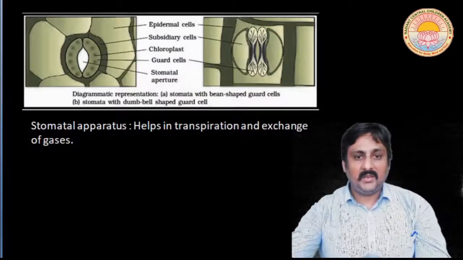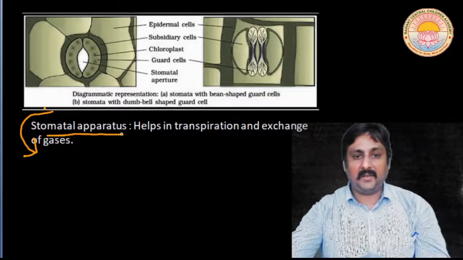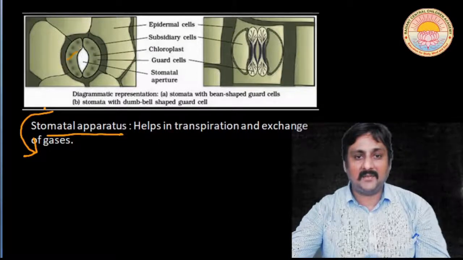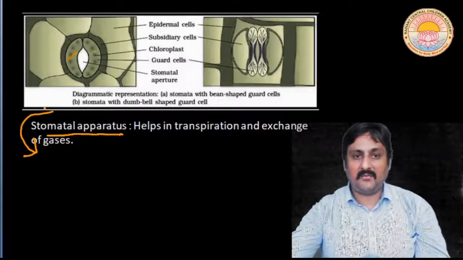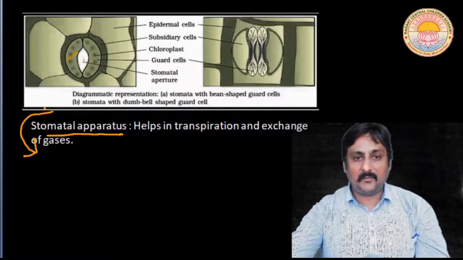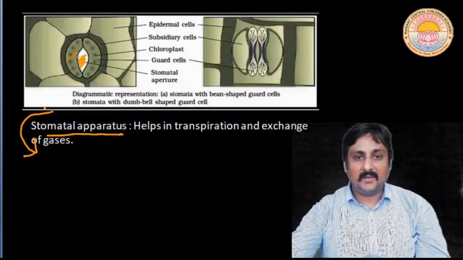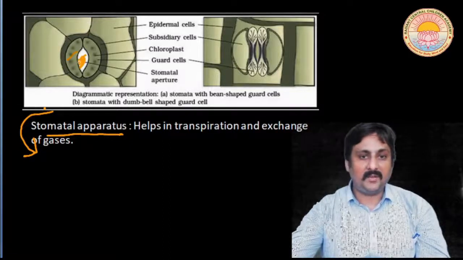Now you see in the epidermal part, especially in the green regions, you find a stomatal apparatus. Now the stomatal apparatus consists of guard cells. You can see the guard cells in the diagram. The guard cells contain chloroplast, so naturally they can perform photosynthesis. They have a stomatal aperture. You can see the stomatal aperture in between the two guard cells. When the stomata is opened, there is exchange of gases through the stomatal aperture.